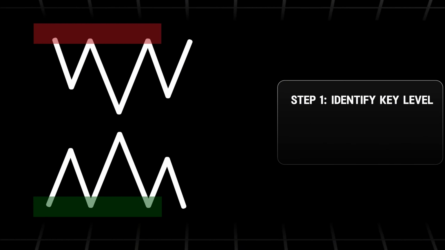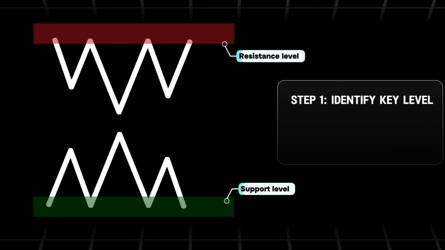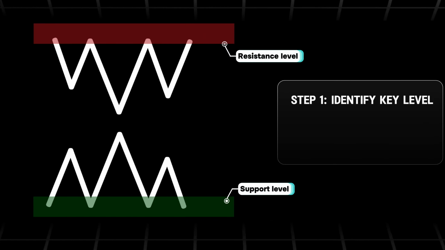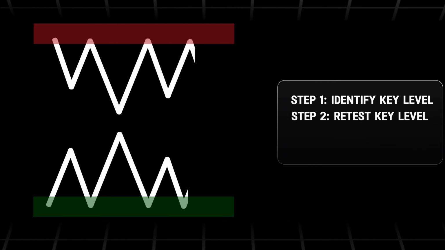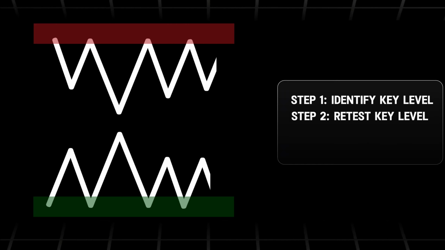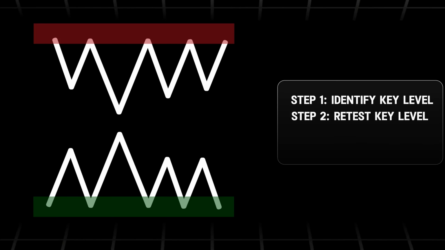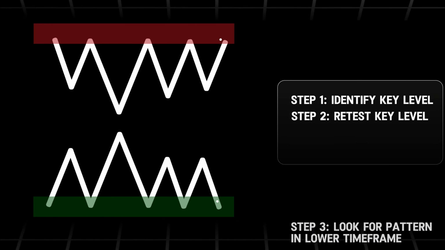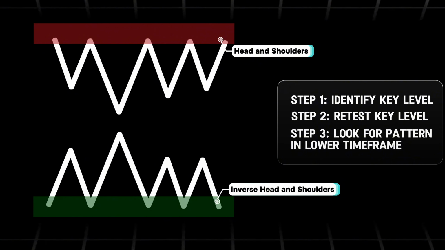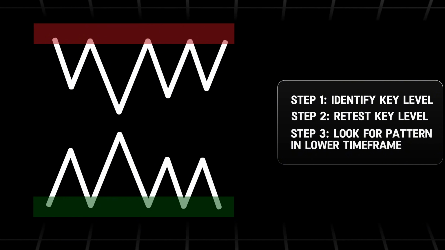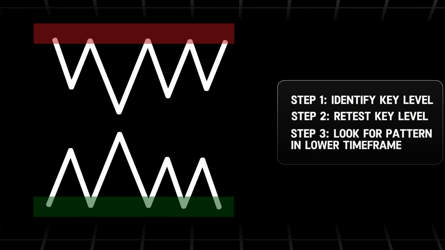In step 1, you need to identify a key level on a higher time frame, such as daily or 4-hour charts. These levels, often significant support or resistance zones, are where price is likely to react based on historical activity. Once the key level is marked, wait patiently for the price to retest it, as this confirms the level's validity and increases the probability of a strong reaction. After the retest, look for a head and shoulders pattern or the inverse one to form near the key level in the lower time frame.